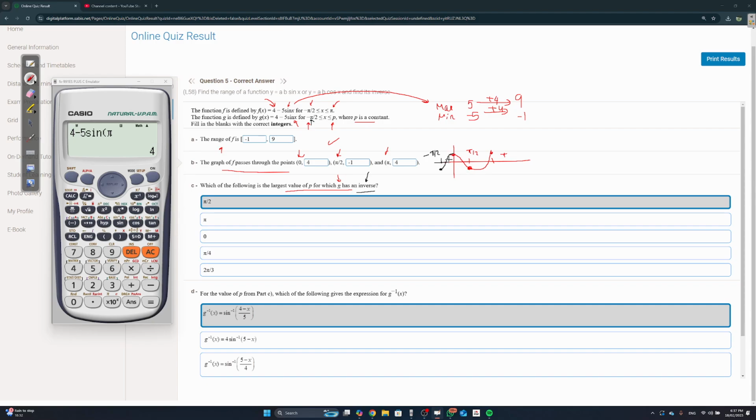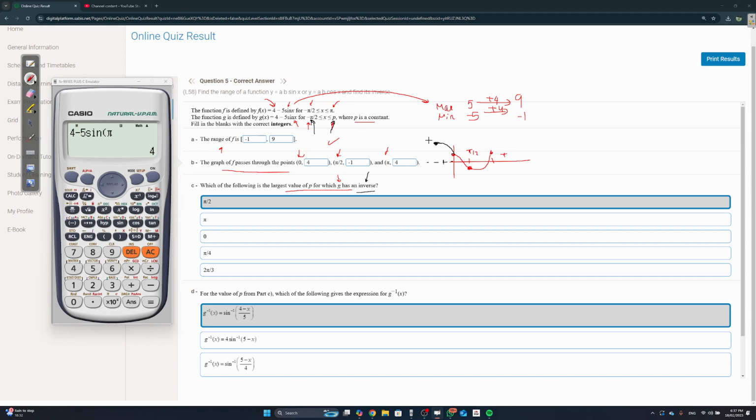Okay, or no, wait. No, minus pi over 2 is not here. Minus pi over 2 will be higher. Minus pi over 2 will be 9. Minus pi over 2 will be here. So we're starting at minus pi over 2. We want to see this value p. What's the greatest value of p for which g has an inverse here?